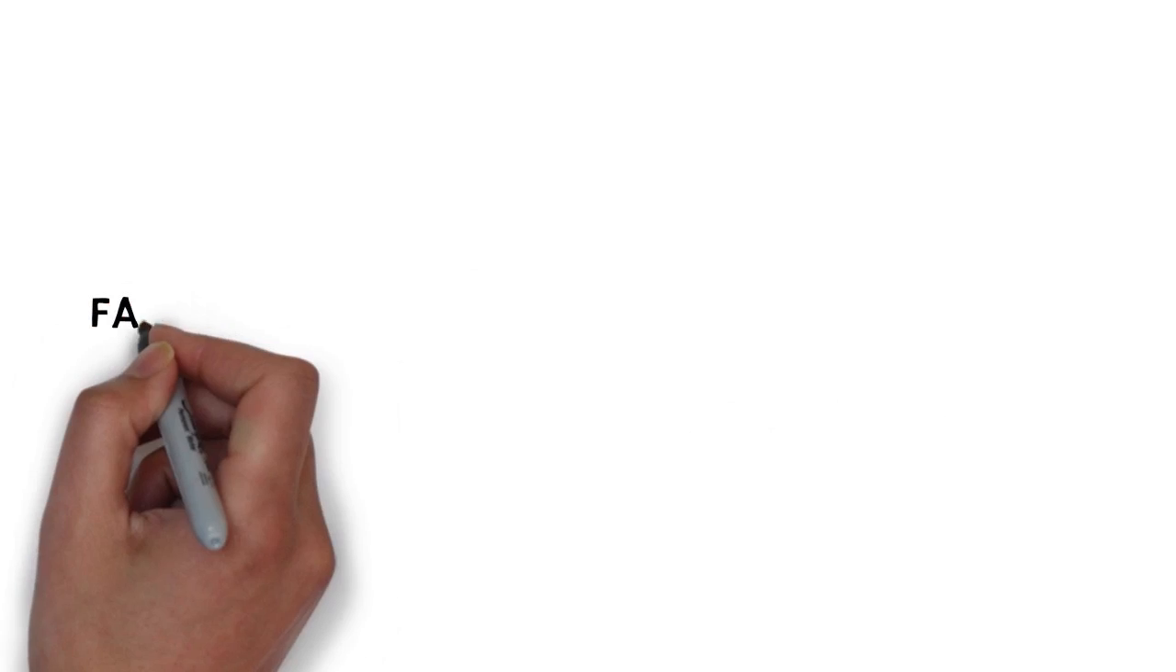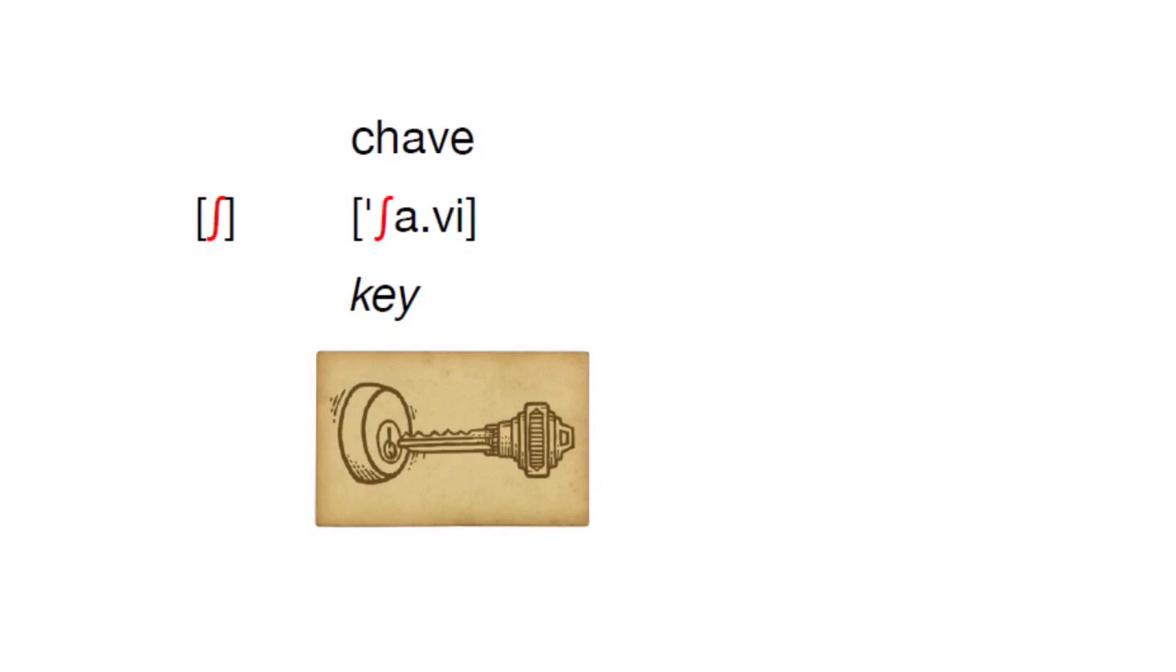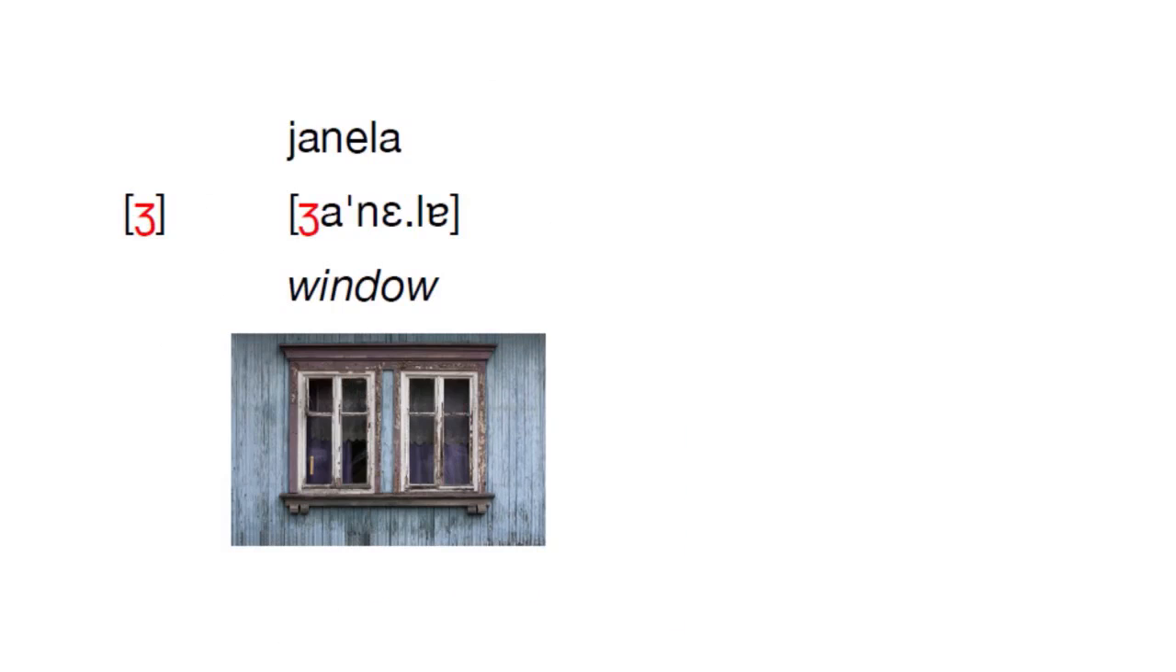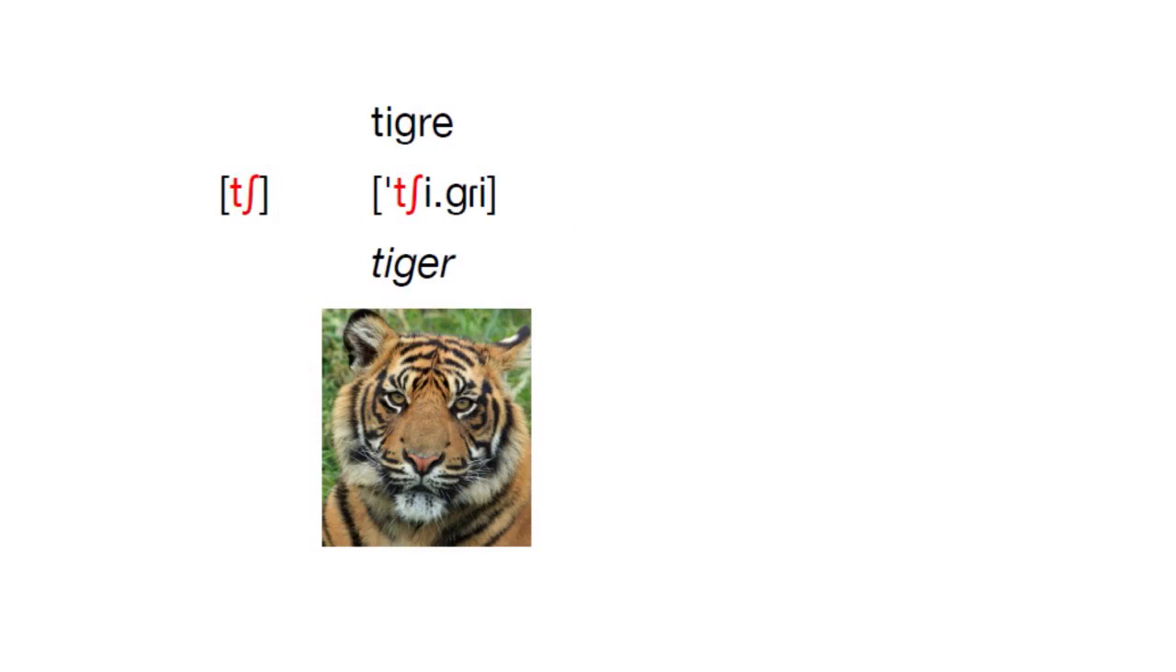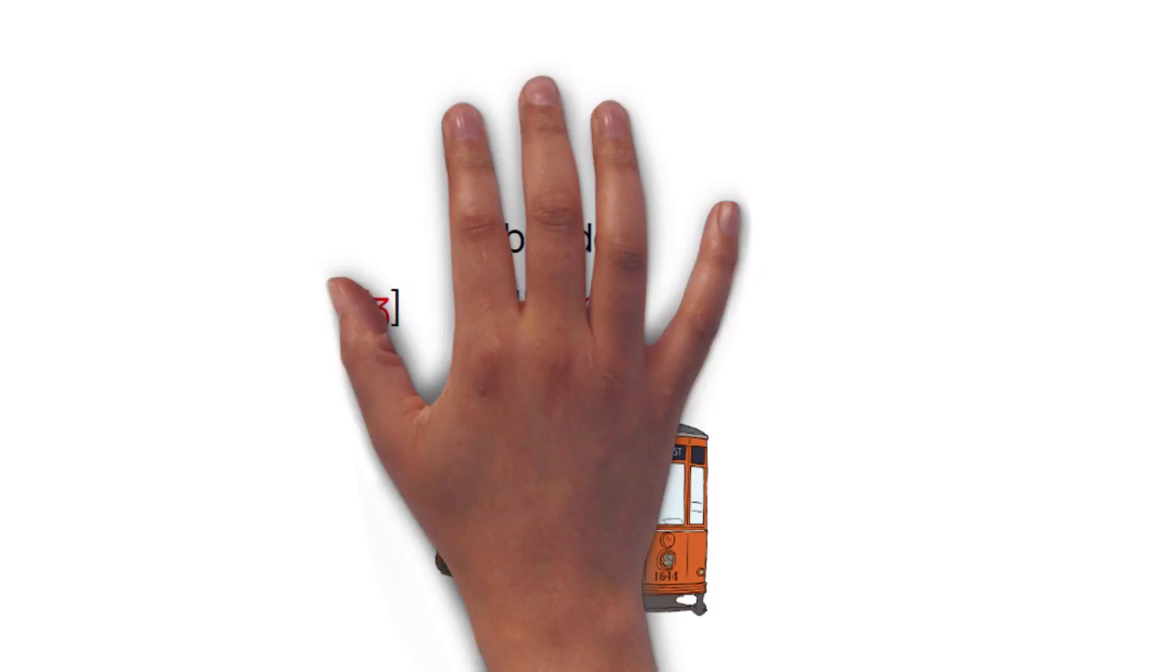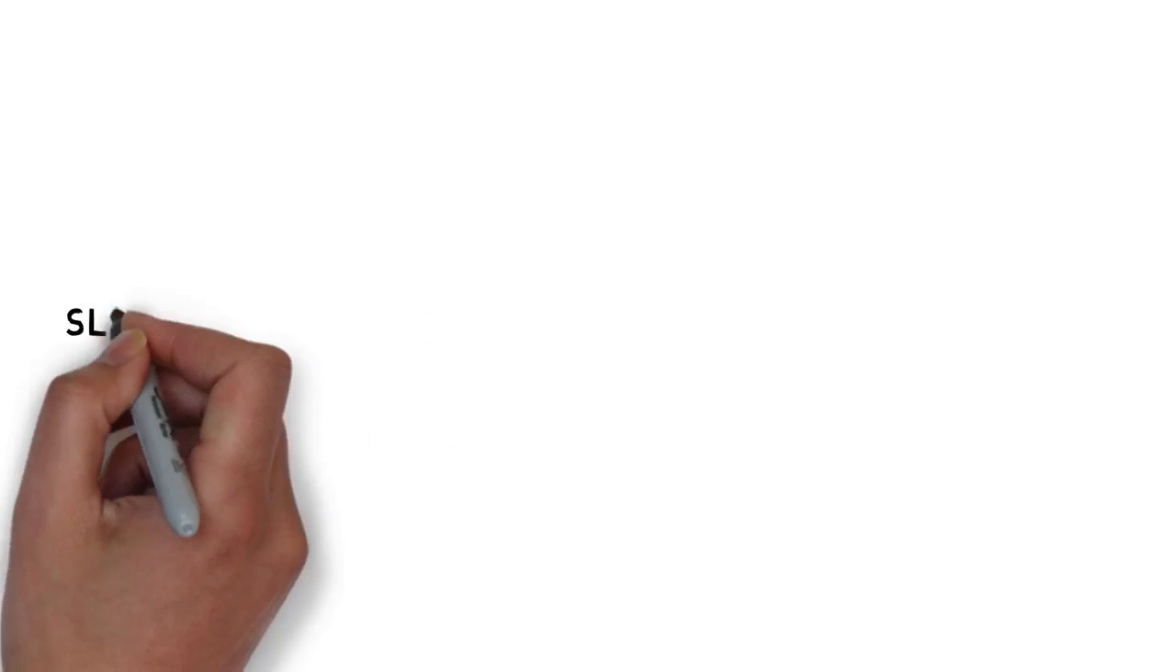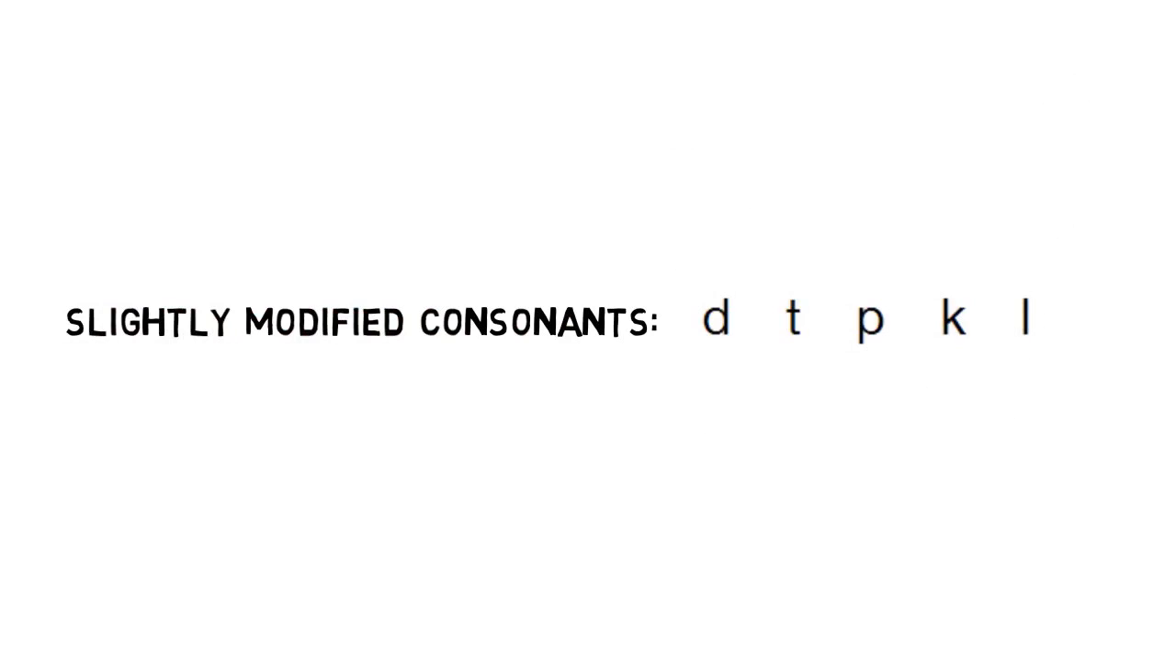We then had 4 familiar sounds with new symbols. There was sh as in chave, zh as in janela, and the combinations ch as in tigre, and j as in bonde. Then we covered 5 consonants that are slightly different between Portuguese and English.